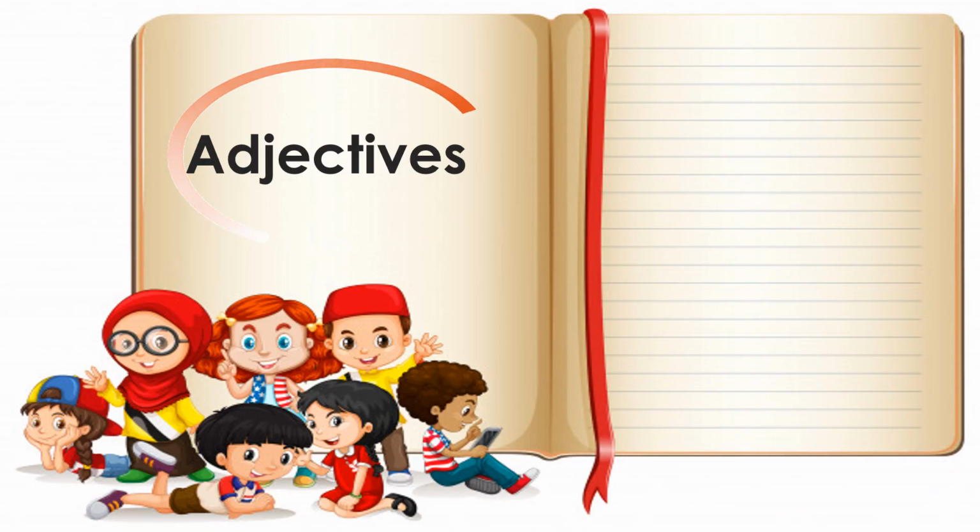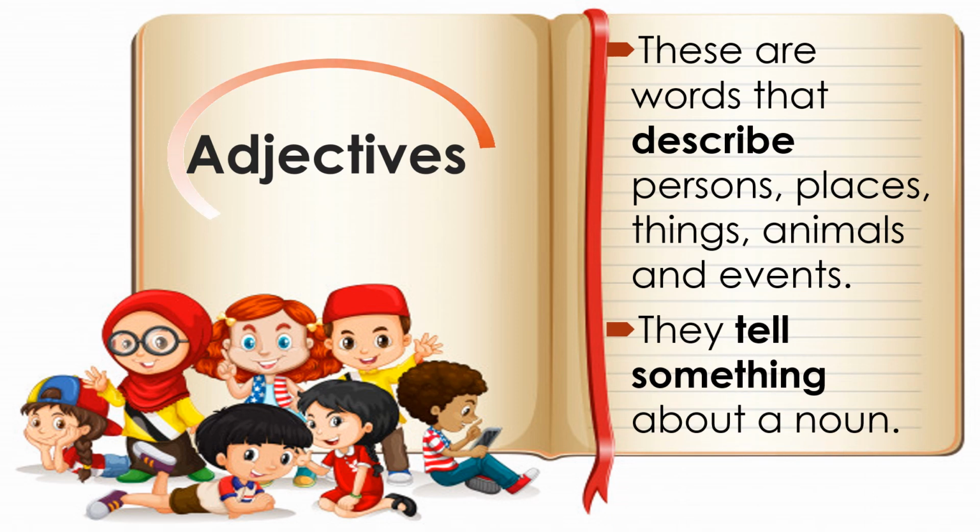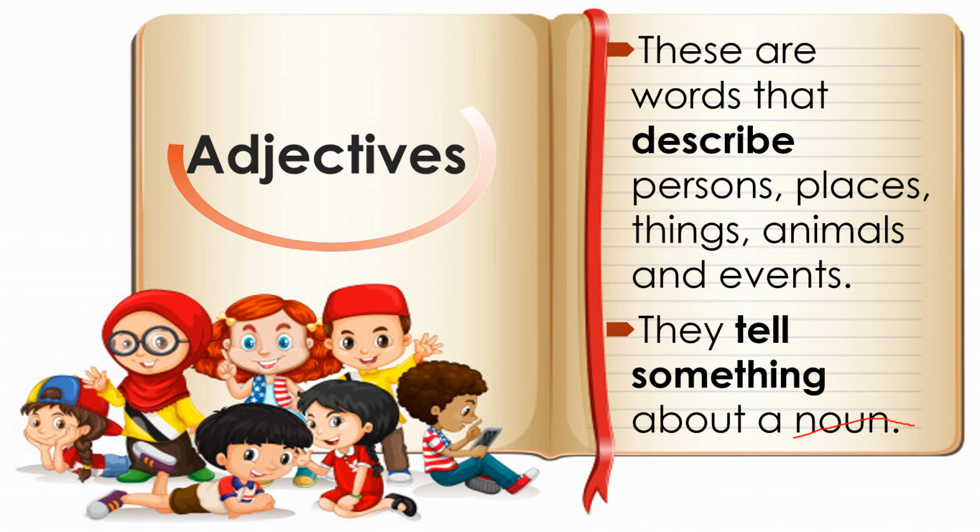The first word is all about adjectives. Adjectives are words that describe persons, places, things, animals, and events. They tell something about a noun. And if we say a noun, these are persons, places, things, animals, and events.